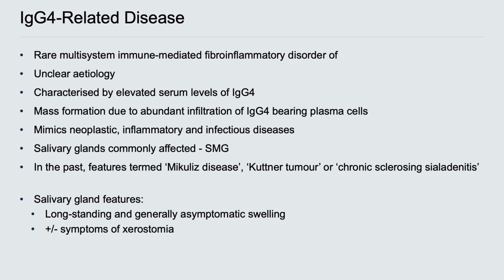The disease process itself involves the accumulation of IgG4-positive plasma cells, leading to mass formation, inflammation and fibrosis, causing impairment and damage to tissues. It mimics many neoplastic, inflammatory and infectious diseases, and often this leads to diagnostic delay. The submandibular glands tend to be commonly affected, and in the past this was often termed Mikulicz's disease, Kuttner's tumors, or chronic sclerosing sialadenitis. The primary salivary gland features are long-standing and generally asymptomatic swelling with or without symptoms of xerostomia.